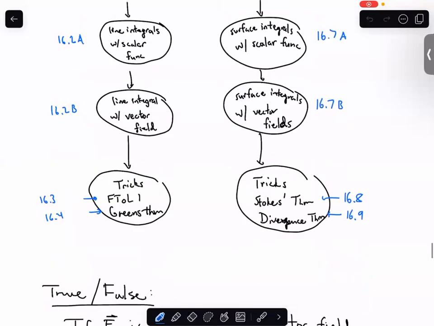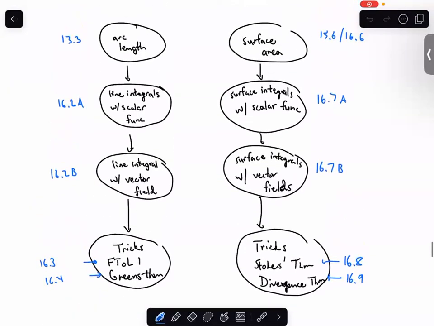And then finally, we ended with, hey, there are some tricks that you can do in some cases, not all cases, in order to make the evaluation of line integrals a little bit faster. And so you had the fundamental theorem of line integrals with 16.3. This was in the case that you had a conservative vector field. And then in 16.4, we had Green's theorem, right? There were a couple different flavors on this as well. For Green's theorem, you need a closed curve. For the fundamental theorem of line integrals, you need a conservative vector field, right? So again, they don't always work, but when they do, they quite often make your life a little bit easier.